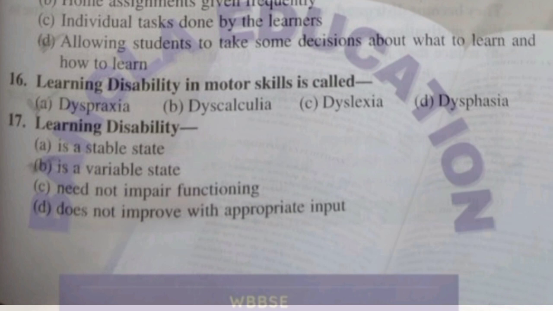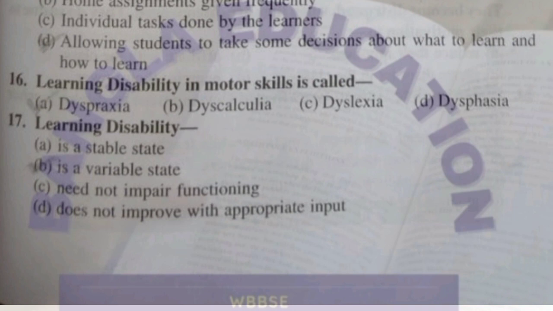Next question 16. Learning disability in motor skills is called: A. Dyspraxia, B. Dyscalculia, C. Dyslexia, and D. Dysphasia. So the correct answer is dyspraxia. Next is 17. Learning disability: A. Is a stable state. B. Is a variable state. C. Need not impair functioning. D. Does not improve with appropriate input.